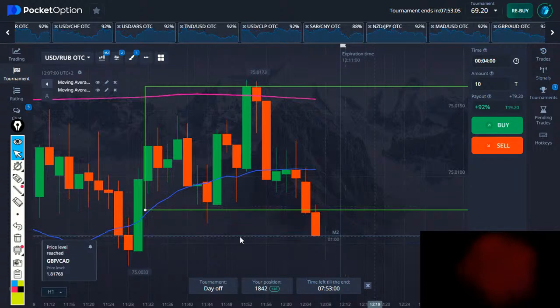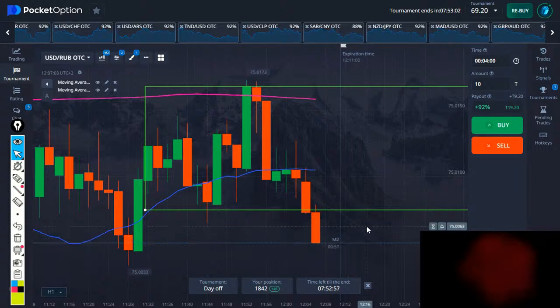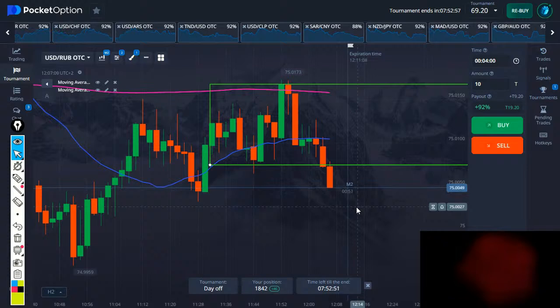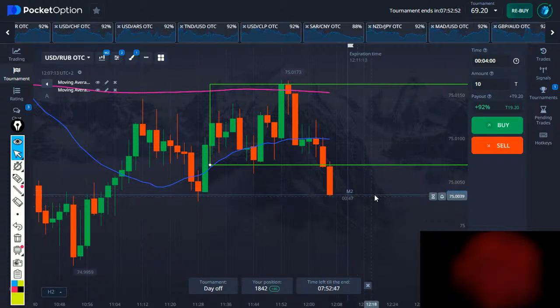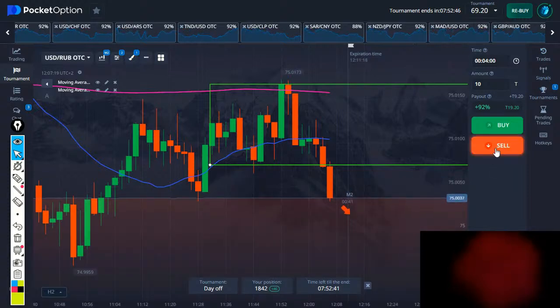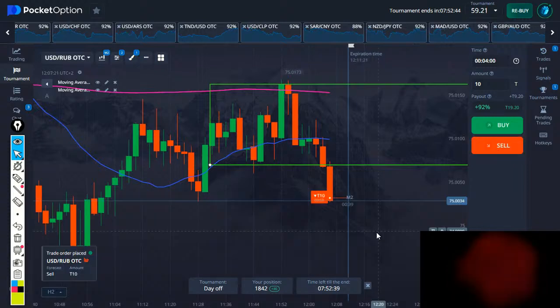Beautiful. It's coming nice. Nice. That's it. That's a strong bearish bar. Come on. Beautiful. It's very powerful. I'll take it a bit sooner. 4 minutes.